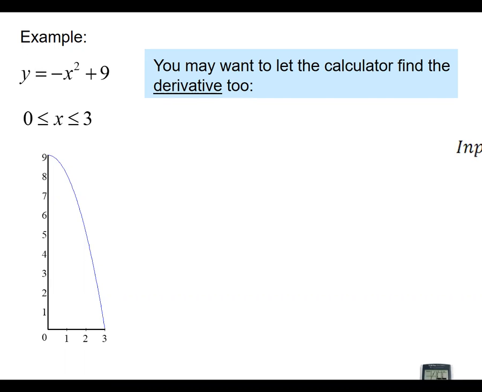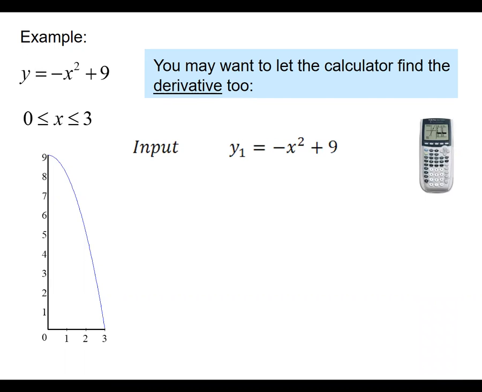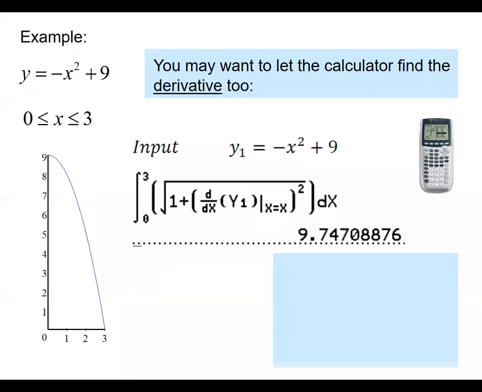Now, this example seems a little silly, but what I would do is have my function in my y1, and again, the function could be really messy, or really hard, or very cumbersome to differentiate. So just put the function into y1, and then on my home screen, I'm gonna do a math 9, I'm gonna do a definite integral from 0 to 3, and then I'm gonna do the square root of 1 plus, and then the derivative of what's in y1 at every x value, x equals x.